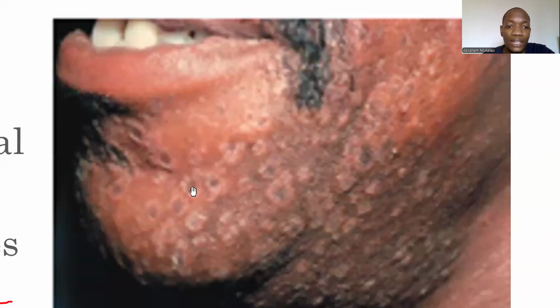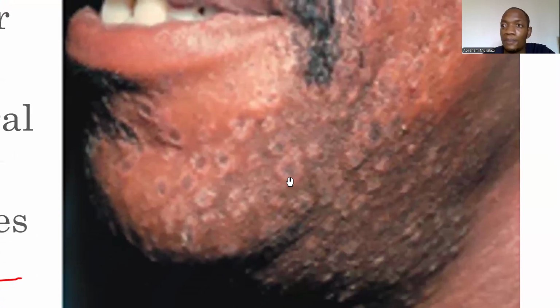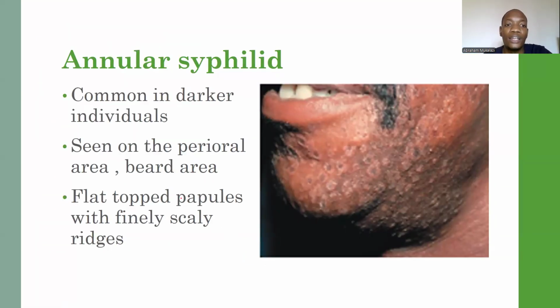So that is how the annular syphilis will look. I know when you magnify, the picture is not very clear, but that's how it will look. You see these well-demarcated annular plaques with a silvery, fine scale at the border of the lesion.